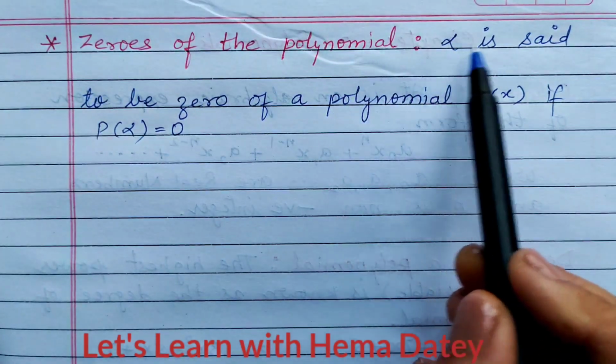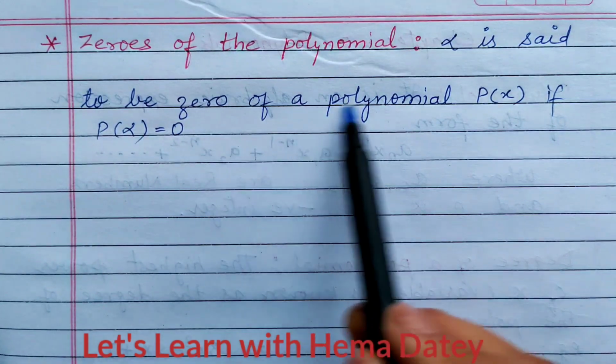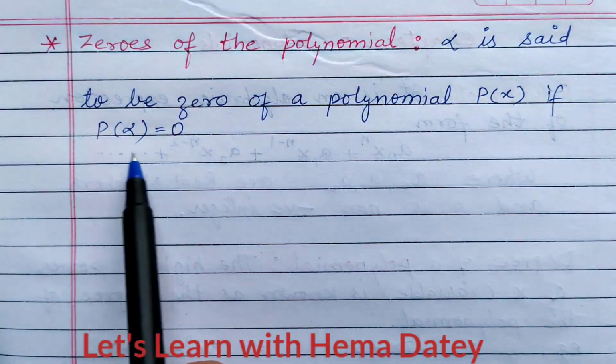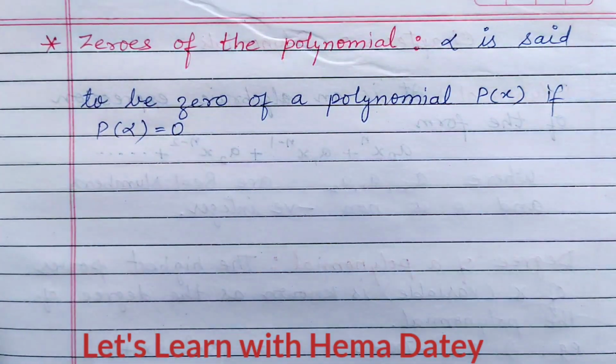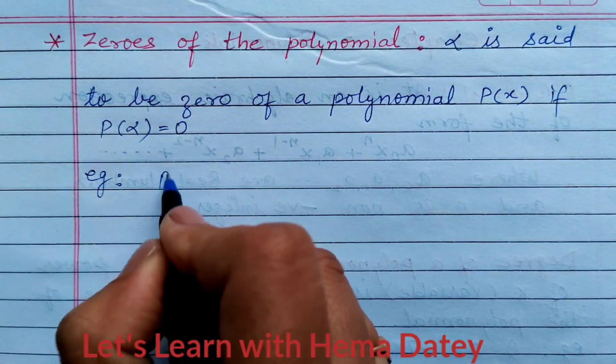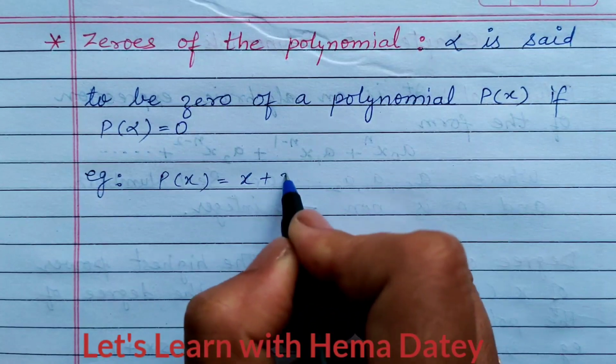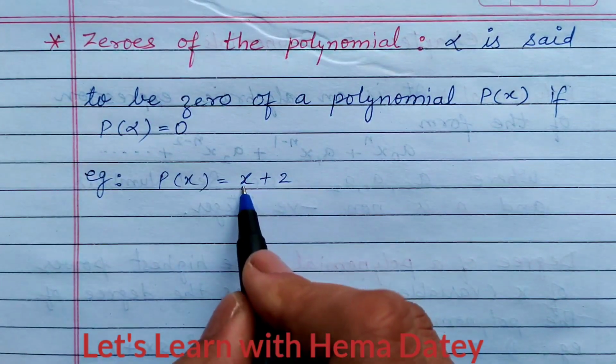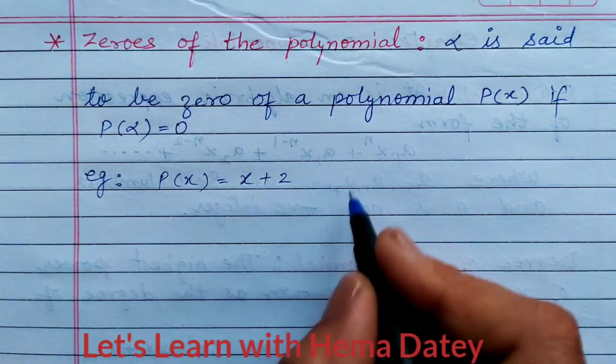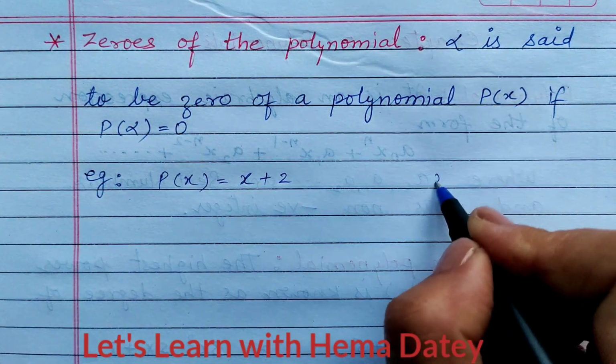Let's see the zeros of the polynomial. Alpha is said to be a zero of a polynomial p(x) if p(alpha) equals 0. Example p(x) equals x plus 2. Now for what value of x will the polynomial p(x) become 0?